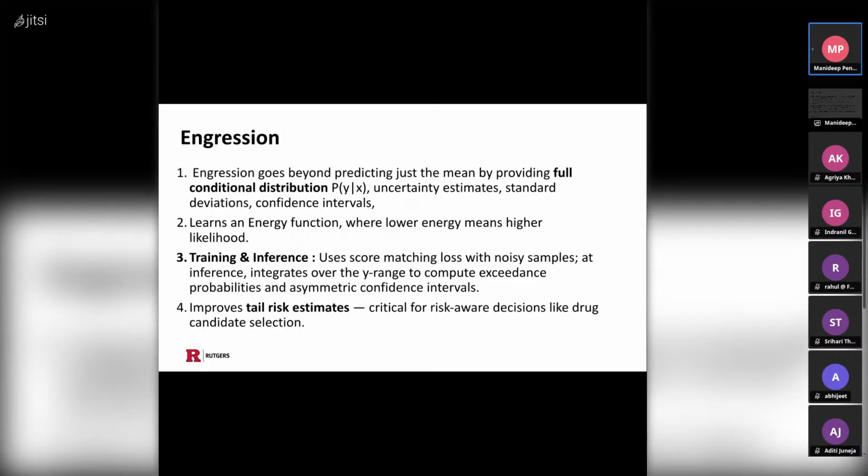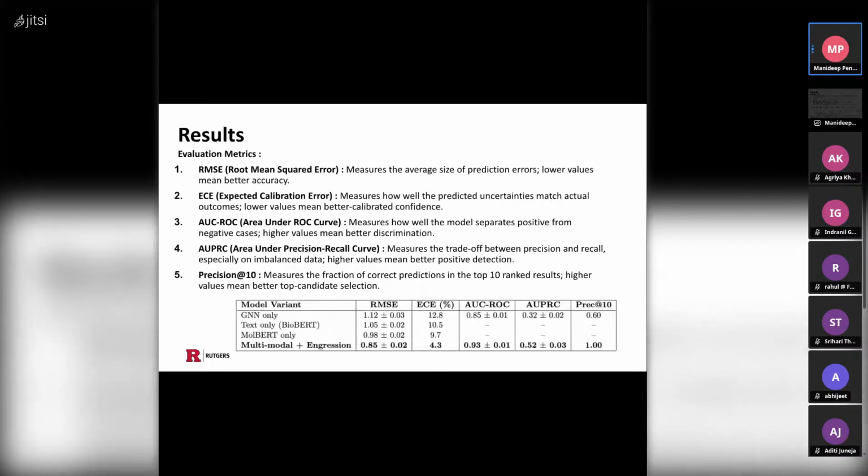So basically, regression, similar to normal regression, provides a proper full conditional distribution, which normal regression doesn't. So we got pretty interesting results. The metrics that we use are RMSE, ECE, AUROC, and AUPRC, and precision at rank 10, which basically means the fraction of correct predictions in the top 10 ranked results.